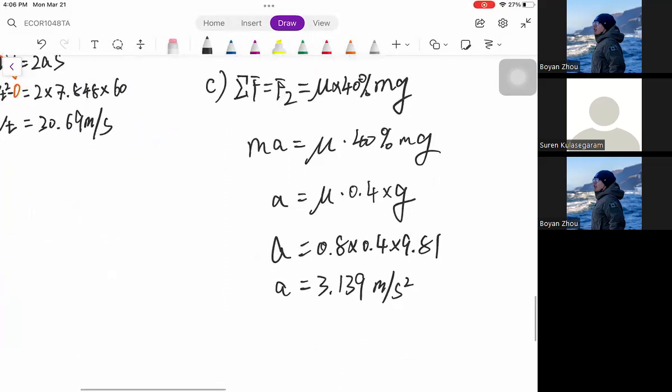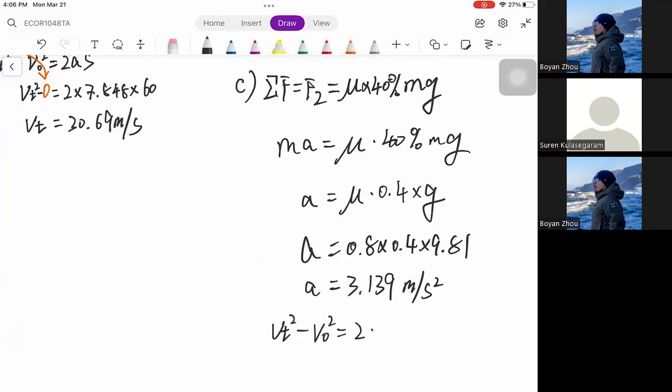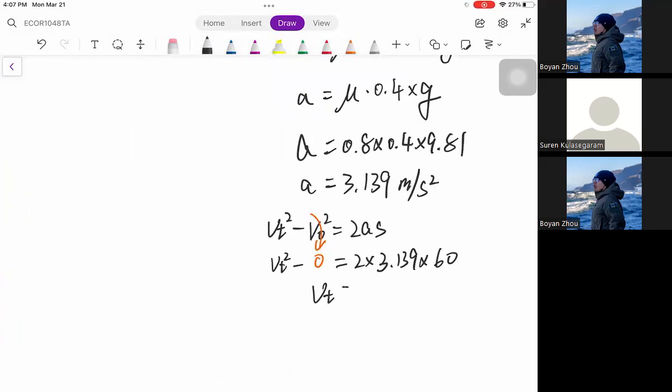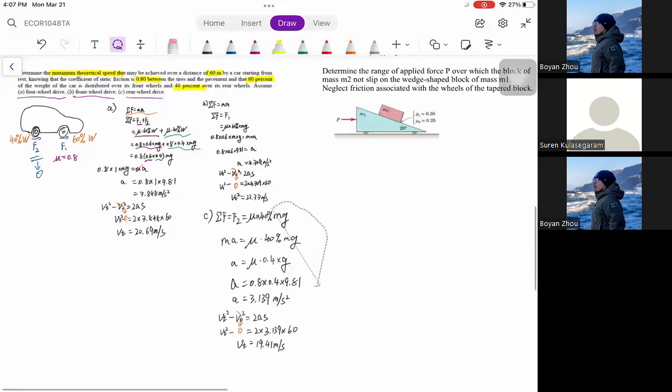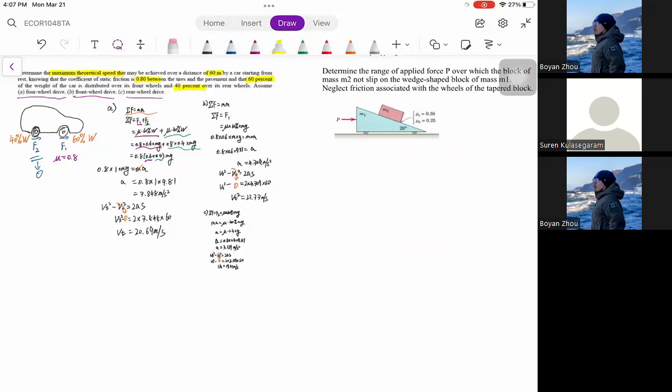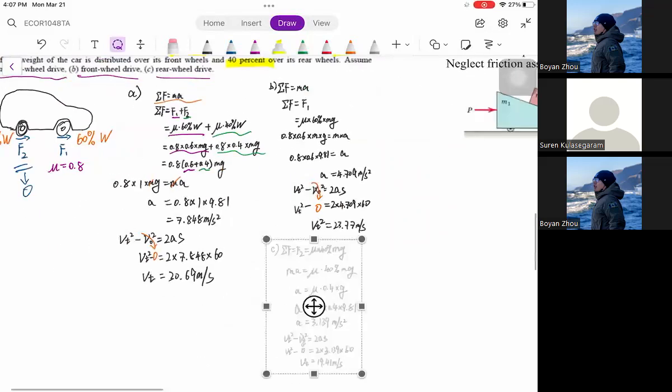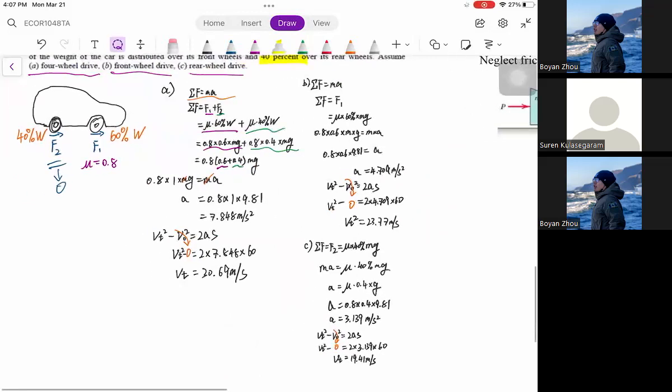So I have the acceleration and then just again, the initial velocity is 0 again. And then Vt will be 19.41 meters per second. Okay, so that is for this question.